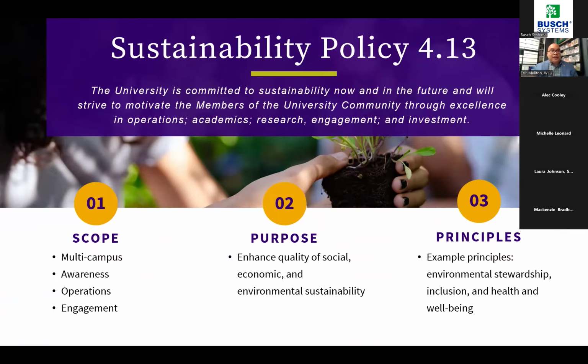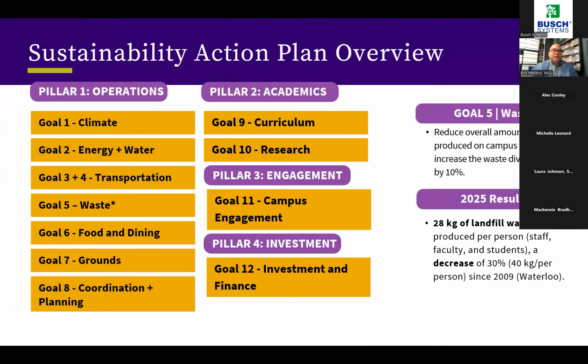This has evolved over time to encompass a number of things and will continue to evolve. We leverage this in order to align with our sustainability action plan. So I had the pleasure of writing the last plan from 2023 to 2028. And within it, we have a waste goal, which is to reduce our overall amount of waste produced on campus by 5%, and overall diversion by 10%. And essentially right now we're generating about 28 kilograms of landfill waste. But overall, that's a decrease from where we were back in 2009 when our program started.